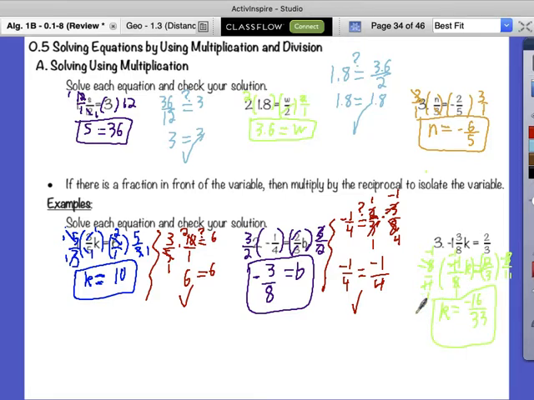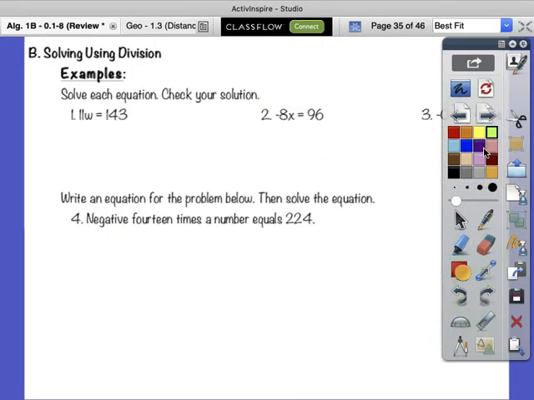Okay? And now I'm not going to have us check this one right now just for time's sake, okay? But we know how to, don't we? Questions on that one? Okay, so let's go ahead and flip the page here. Now we're going to practice with division. So we solved multiplication. Now we're going to do division, okay?